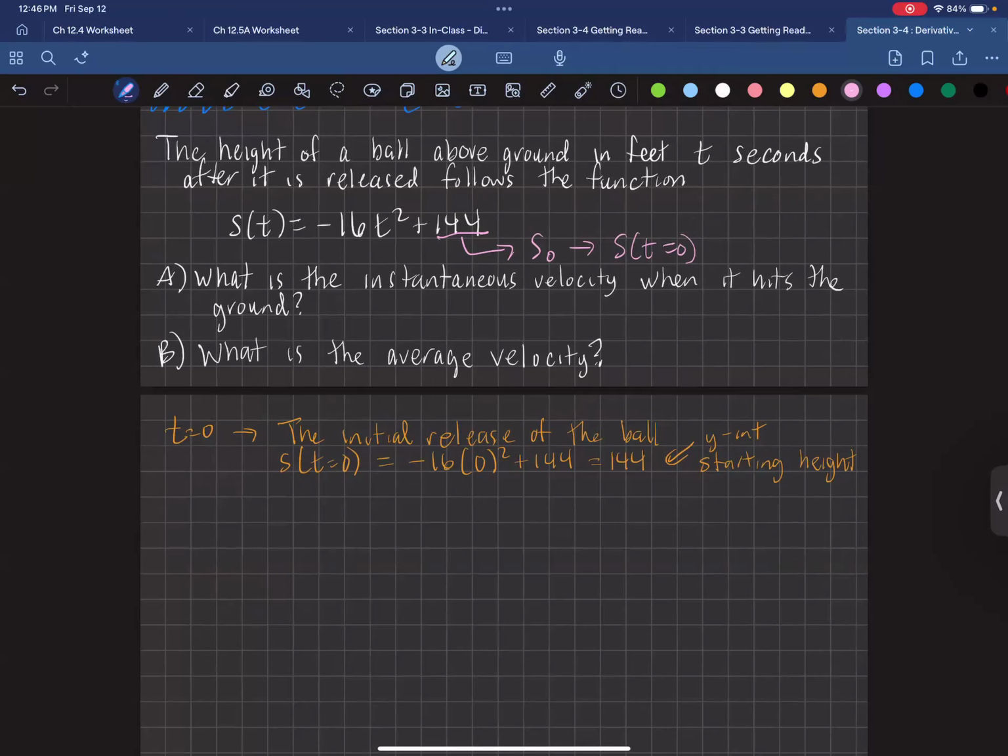Okay. So when does it hit the ground? Well, it hits the ground when S of t equals 0, right? Which is the height equals 0. So we take our S of t and we set it equal to 0 and solve for t.